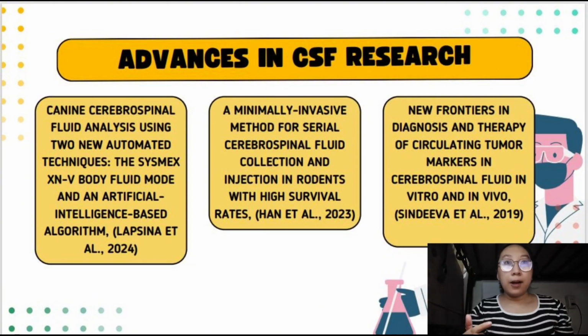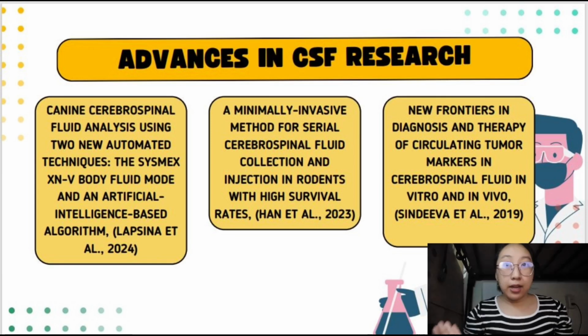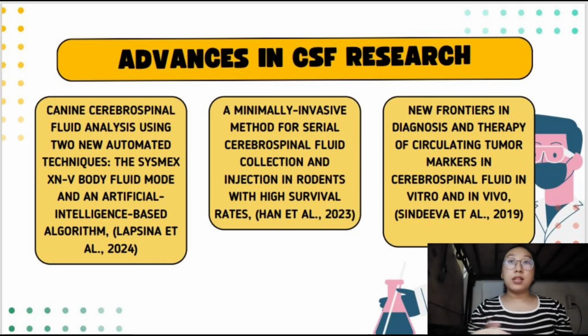And this minimally invasive and cost-effective method allows for repeated sampling from the same animal and can facilitate long-term studies of disease progression and therapeutic responses. It also supports various types of analysis and enables multiple drug administration, making it a valuable tool for advancing neuroscience research.